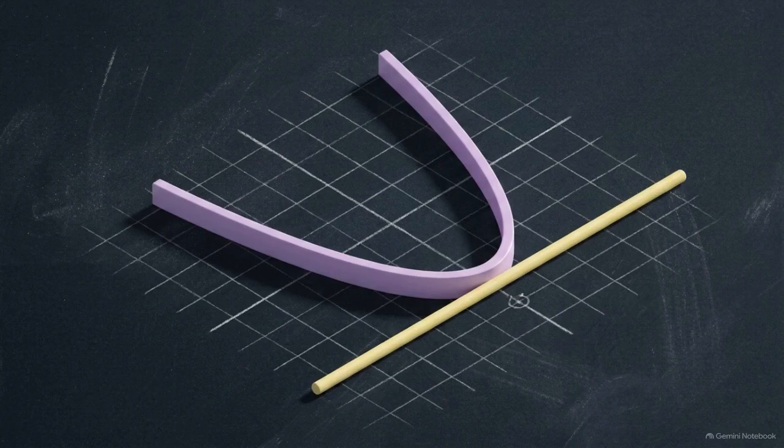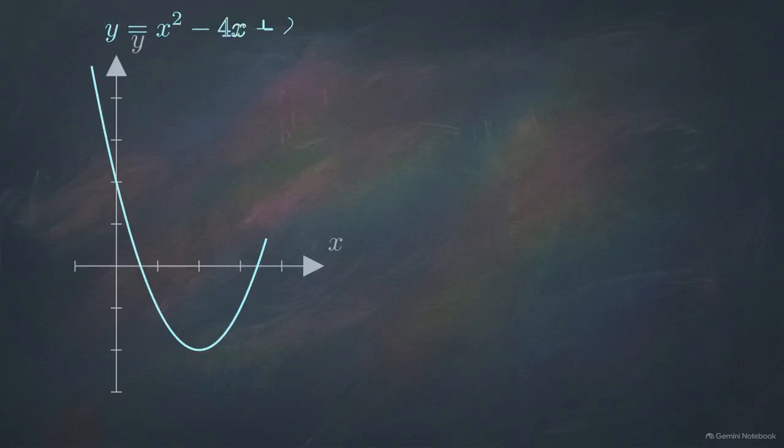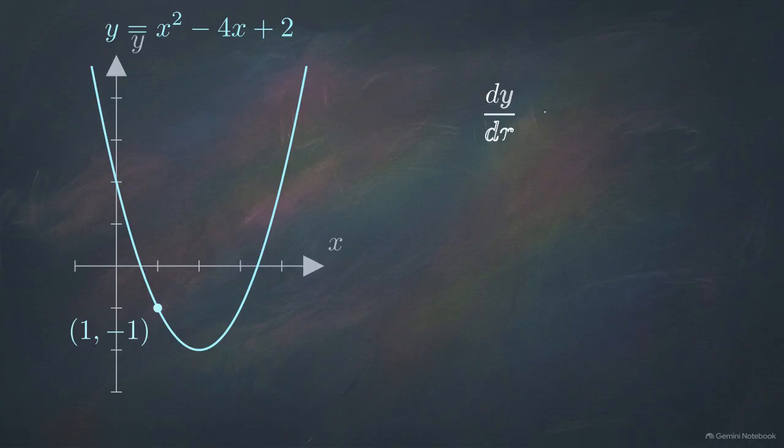We want to write the specific algebraic equation for the tangent line resting on a new curve y equals x squared minus 4x plus 2 at the coordinate 1, -1. First, we calculate the slope at that location. We take the derivative, getting 2x minus 4, and plug in our x value of 1. This gives us a precise slope of -2.